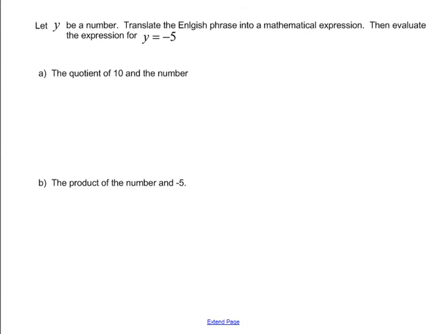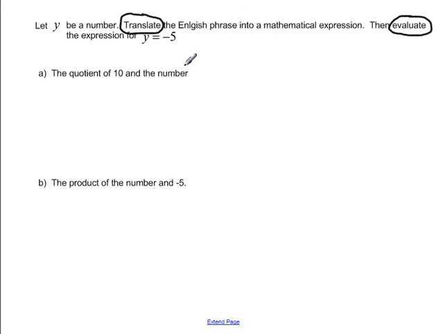Let y be a number. Translate the English phrase into a mathematical expression. Then evaluate the expression for y equals -5. So notice the directions are asking us to do two things. First, we're being asked to translate. Then we're being asked to evaluate. So those are going to be two separate things we're going to be doing.